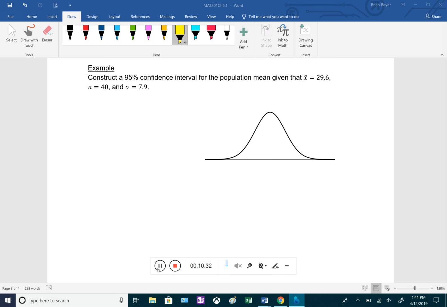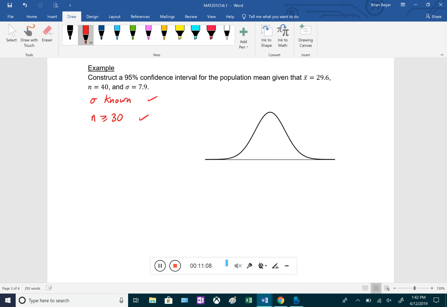So we want to construct a 95% confidence interval for the population mean, given that the sample mean is 29.6, the sample size is 40, and the population standard deviation is 7.9. So first, we have to verify a couple things here. The population standard deviation is known, so we know that we're doing this method here. And the sample size is 40, which is greater than or equal to 30, so we're good with that one also, so we're good to go.